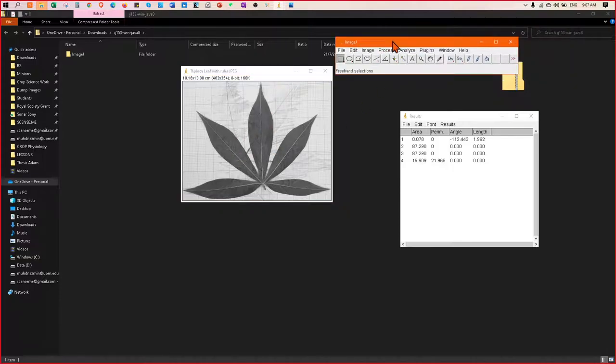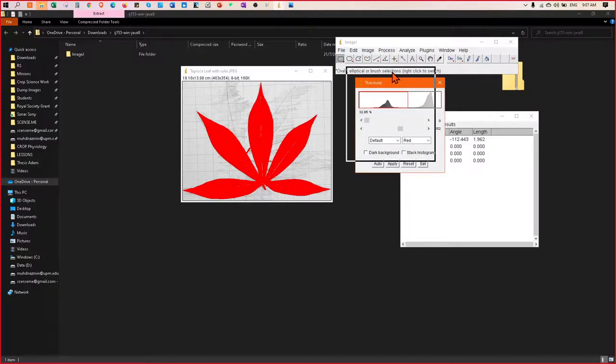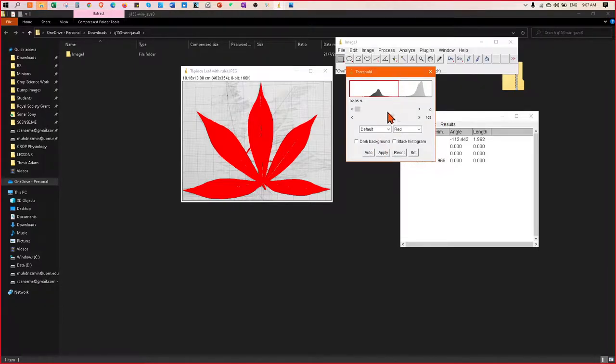So to do that, you click the image window, then you go to Image, Adjust, and then Threshold. Okay, so I just use default because I think it works best. It's pretty much like this. A good image will give you a perfect outline shading like this. Okay, a crappy image will give you a crappy outline.